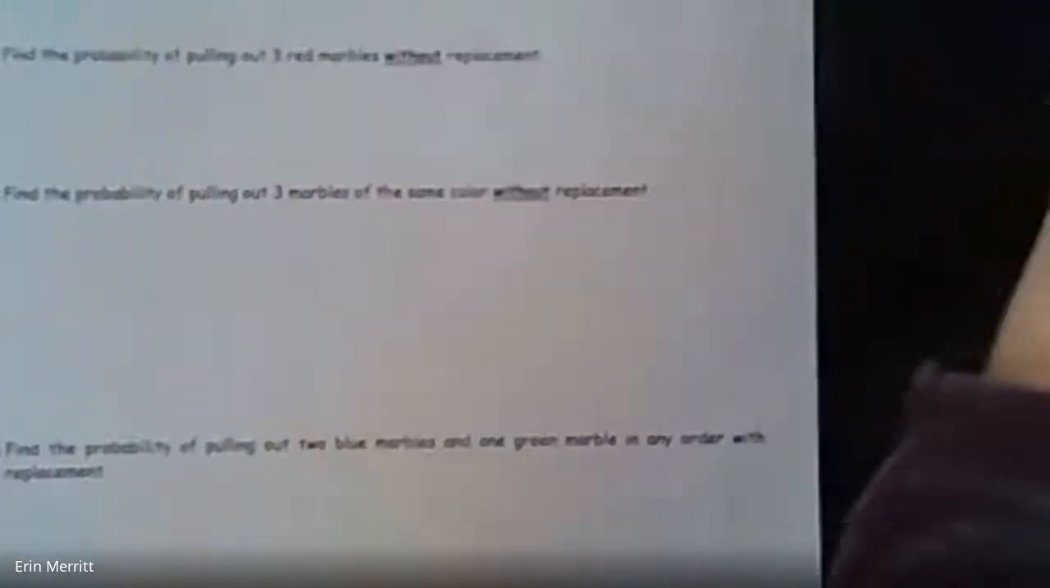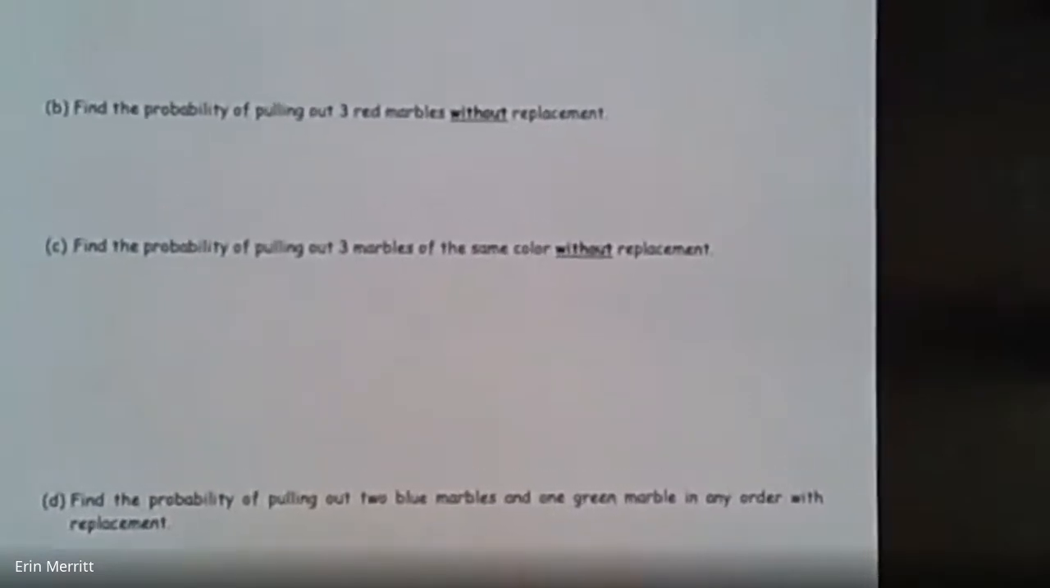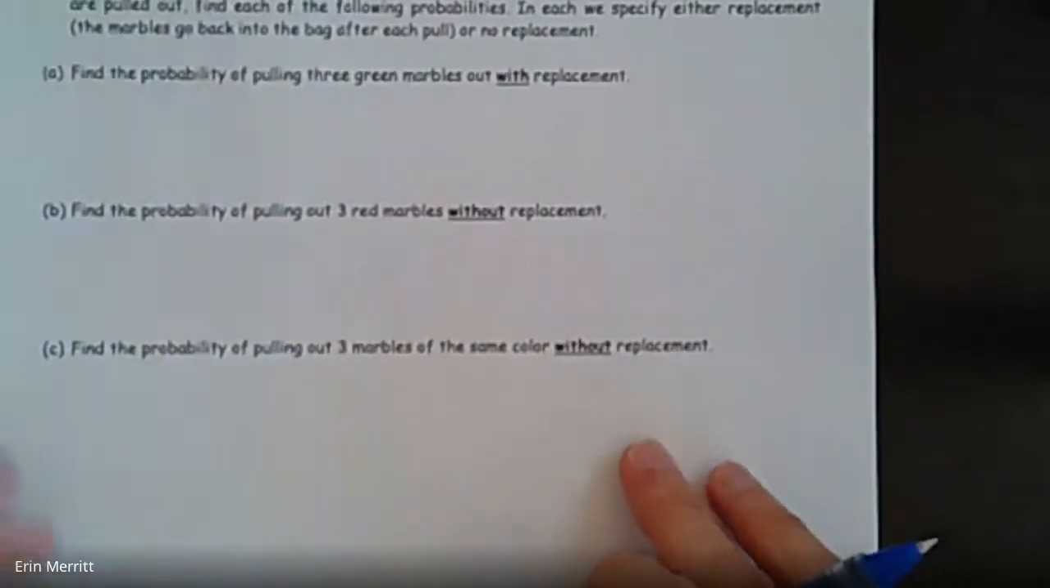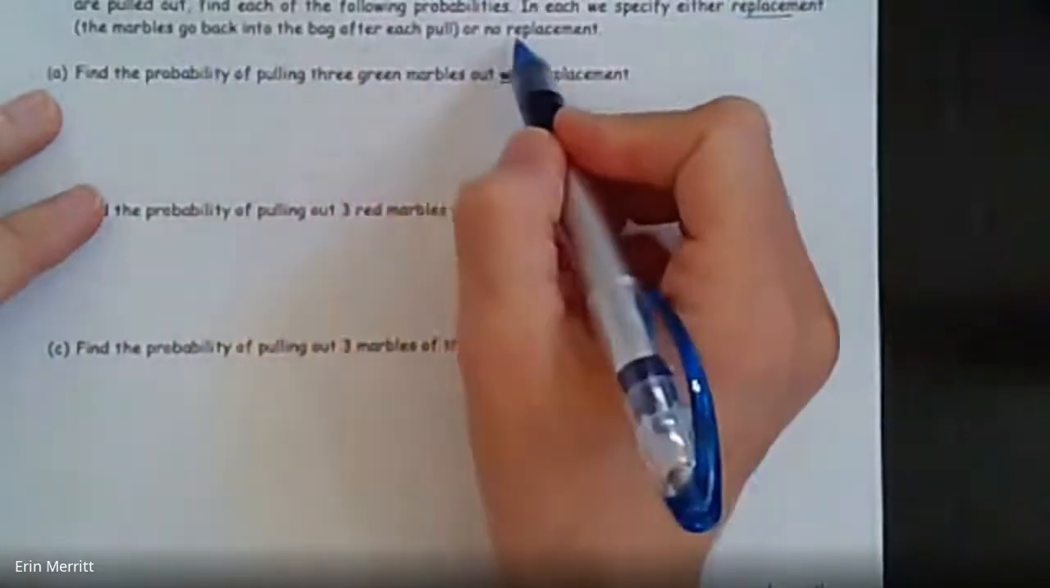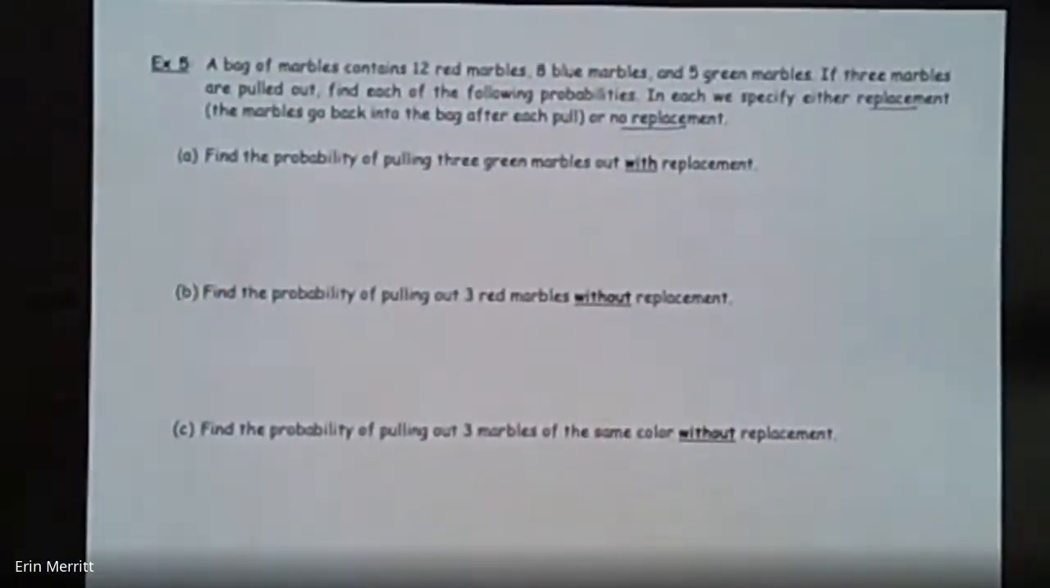All right, last page of notes. We're back to a bag of marbles here. We got 12 red marbles, 8 blue, 5 green. It's saying if 3 marbles are pulled out, find each of the probabilities. In each, we specify either replacement, where the marbles go back, or no replacement. So you have to think about how that affects the independent versus dependent status.